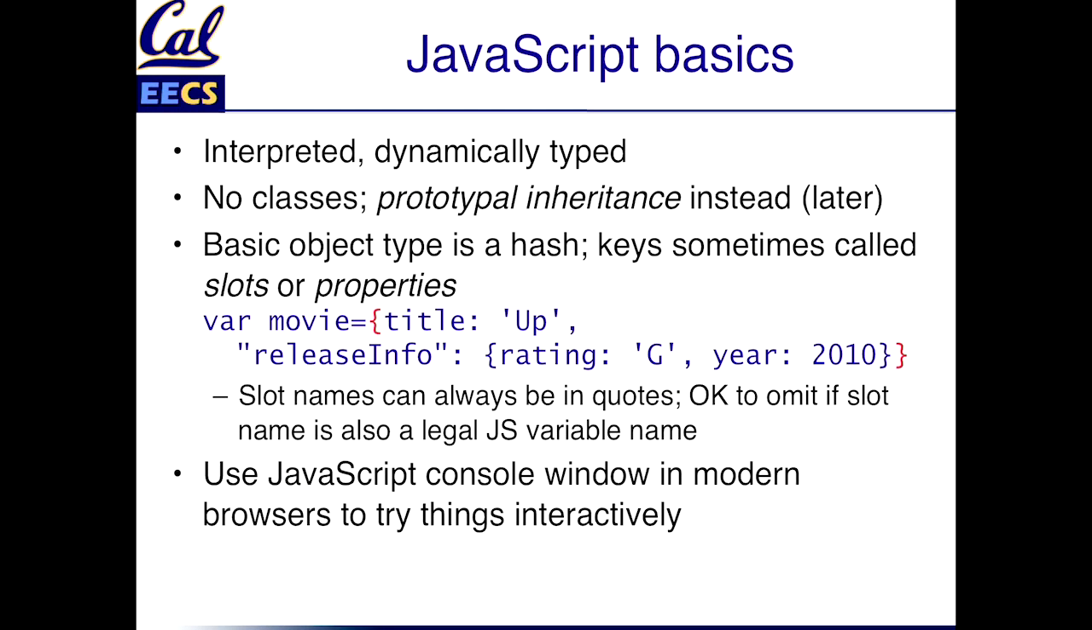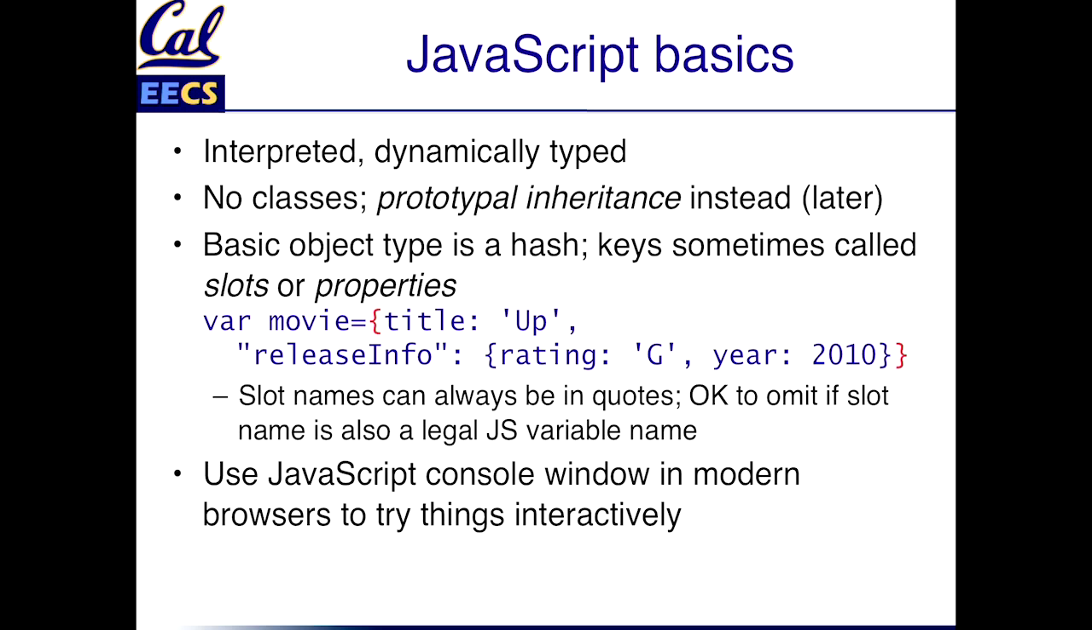Nonetheless, in terms of hitting the high order bits, JavaScript is interpreted. It's just-in-time compiled these days for the most part. But the model is that it's an interpreter. Like Ruby, it's dynamically typed. So objects have types, but the variables that refer to those objects do not have types. So right there, that's a difference that's totally unlike Java.